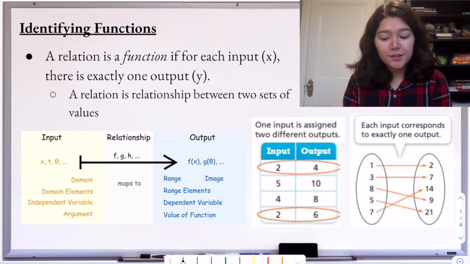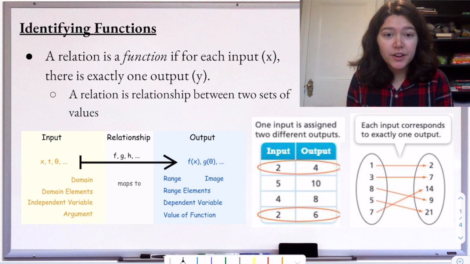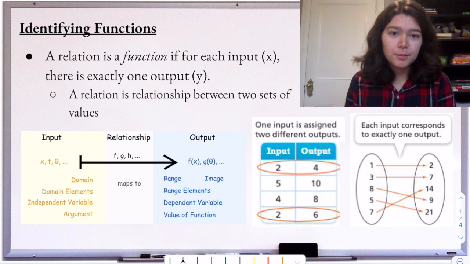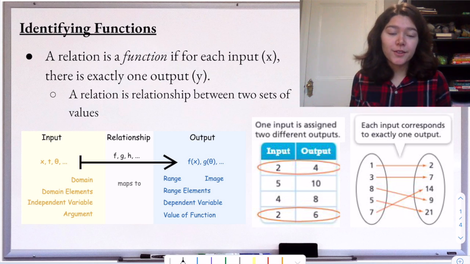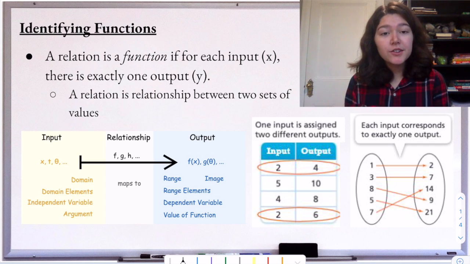Everyone, welcome to today's video on identifying functions. So today we're going to define what a function is and then see lots of examples of functions and relations that are not functions. So a relation is a function if for each input there is exactly one output.